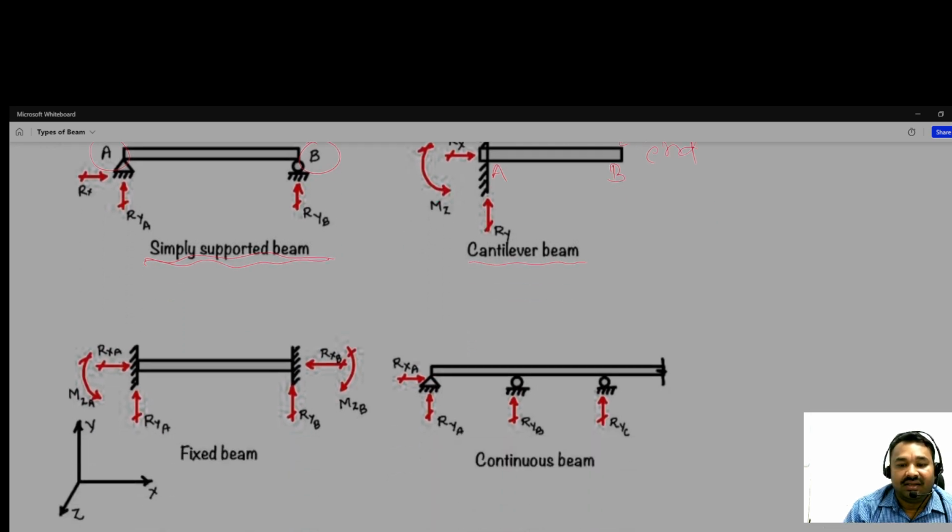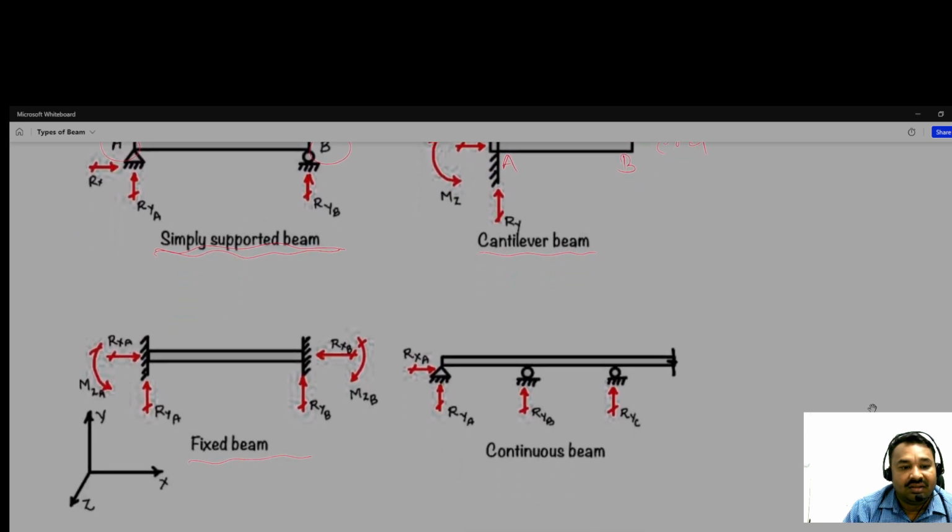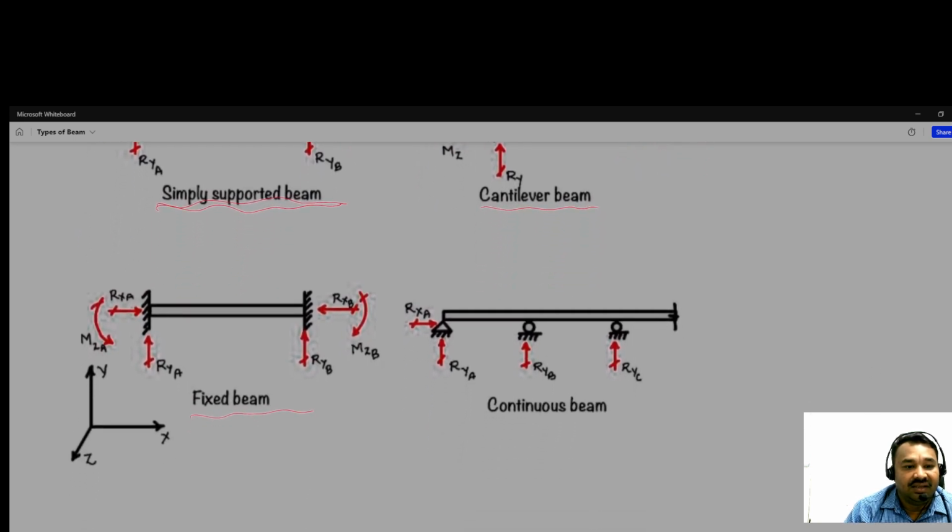Okay. Then the fixed beam. Here we can see the fixed beam, and at A and B, suppose, three reactions are there, this one, this one, this one. Okay, and here also this one, and rotation.